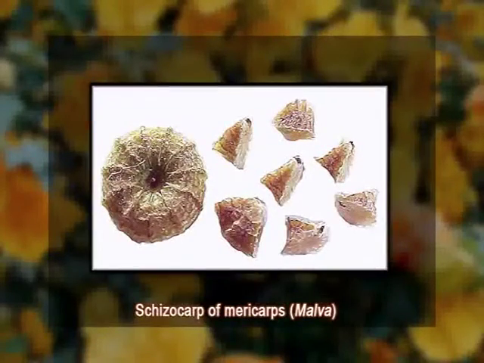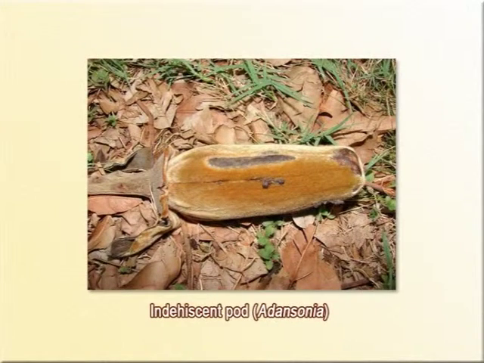Those species in Malvaceae where we have schizocarp of mericarps, they are self-dispersed, or they can have adaptations for external dispersal on birds or mammals. The large indehiscent pods, the common example I already mentioned, is Adansonia. These pods contain an edible, somewhat sour, dry and fleshy pulp with seeds. That's why they are dispersed by large mammals.